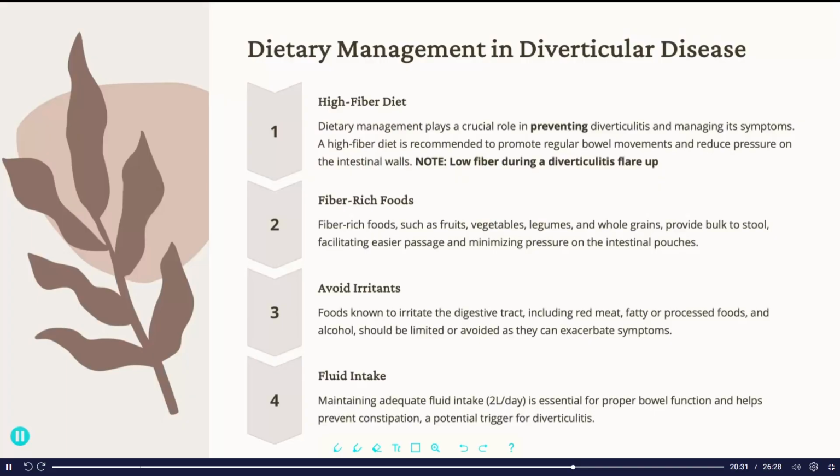Dietary management is a cornerstone in the treatment of diverticulosis and diverticulitis. A high fiber diet is recommended to promote regular bowel movements and reduce pressure in the colon. So high fiber foods might be things like fruits, veggies, whole grains, legumes. During an acute attack of diverticulitis, though, a low fiber diet or clear liquid diet is recommended for the colon to rest. And once the symptoms improve, they'll start to gradually reintroduce fiber into the diet.